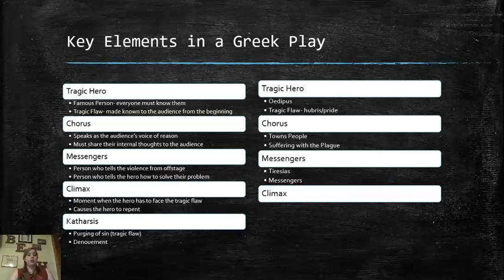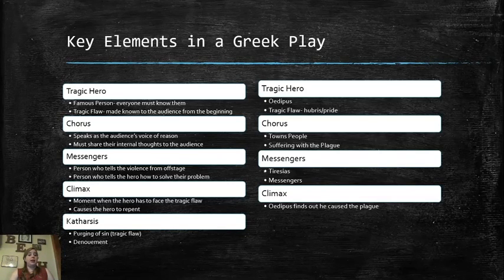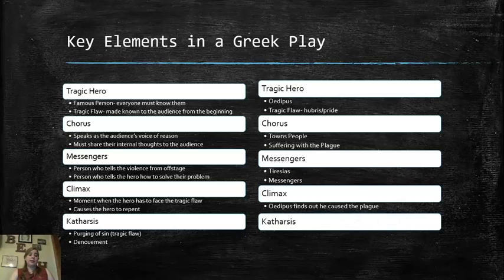Next, we have Oedipus's climax, where he finds out that he caused the plague by killing Laius. Now, this is also very tragic because he has fulfilled fate's law for him, which was he would kill his father and marry his mother. Finally, we see catharsis, when Oedipus plucks out his own eyes and banishes himself in order to purge the city.